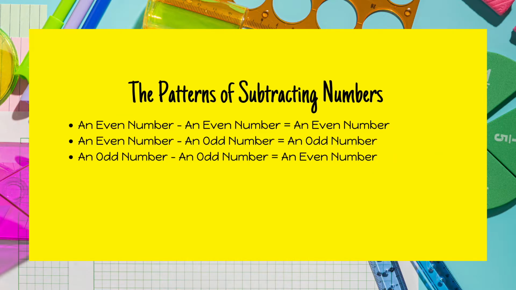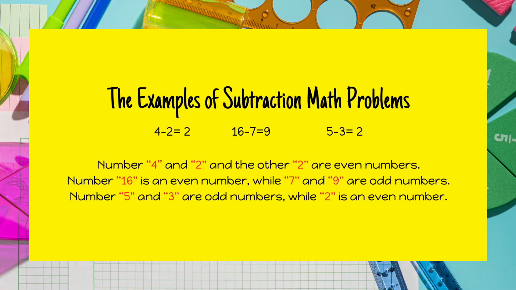Okay, now we're going to go over the patterns of subtracting numbers. An even number minus an even number will always equal an even number. An even number minus an odd number will always equal an odd number. An odd number minus an odd number will always equal an even number. The next thing that we're going to discuss are the examples of subtraction math problems.